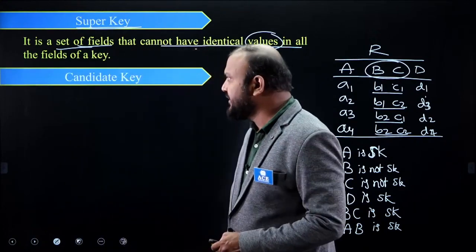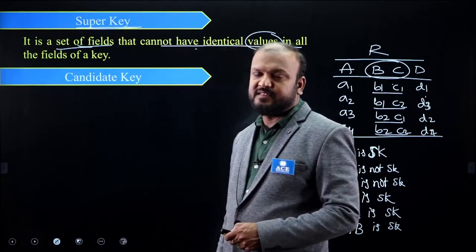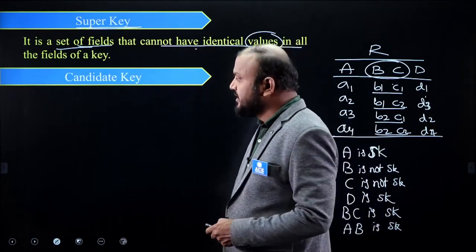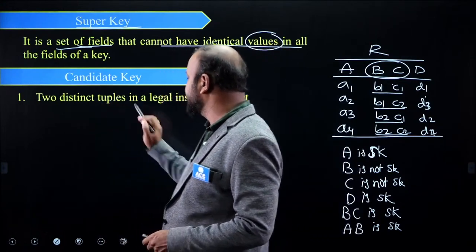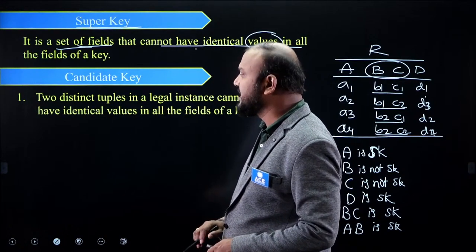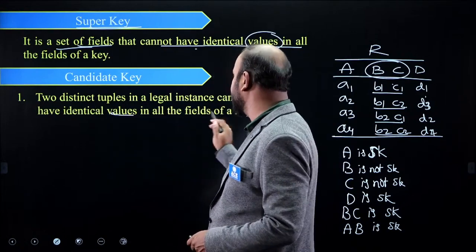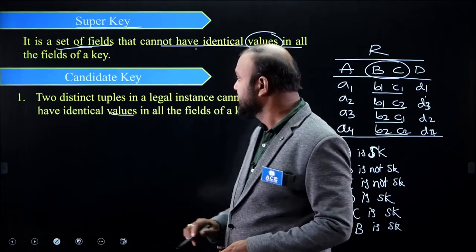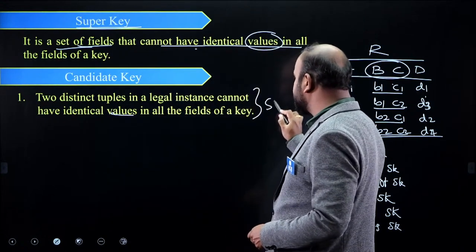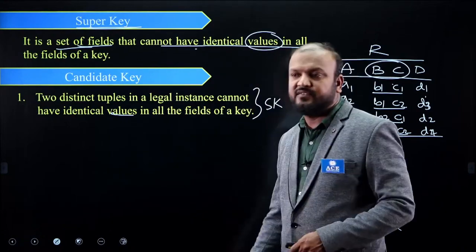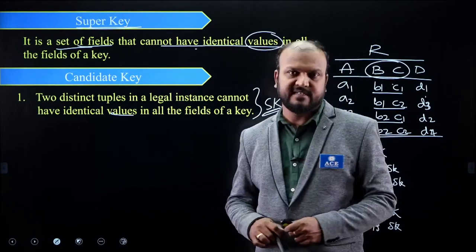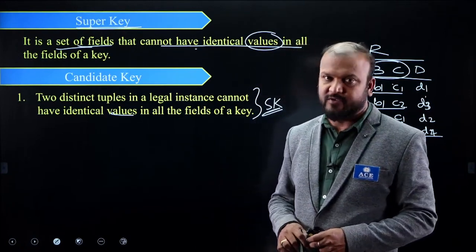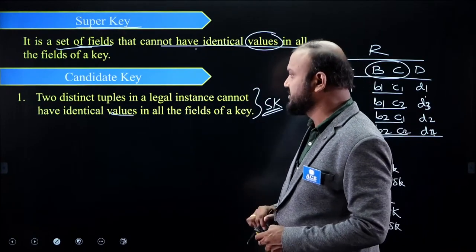So one more important thing is the candidate key. This is very important. What is a candidate key? Two distinct tuples in a legal instance cannot have identical values in all the fields of a key. It means the same definition. So what does it mean? First, to be a candidate key, it should be a super key. Correct? First it should be a super key before it can be a candidate key, because of the same condition.